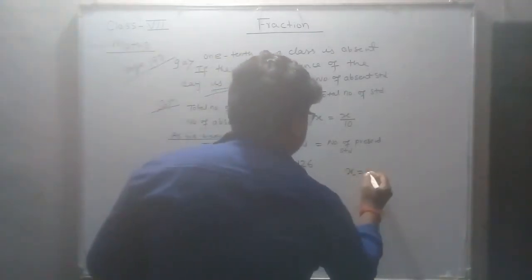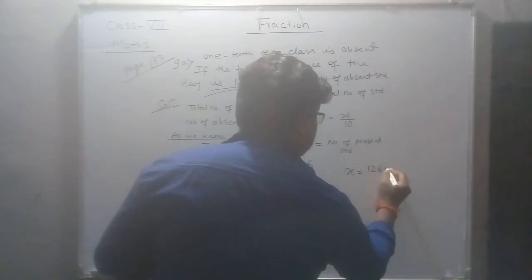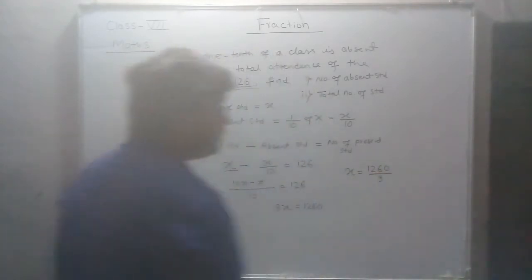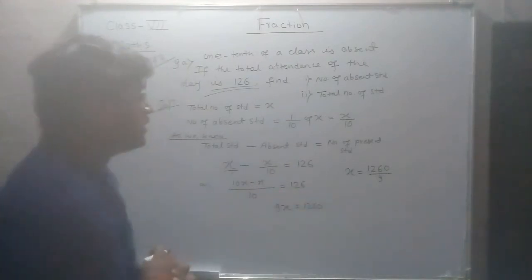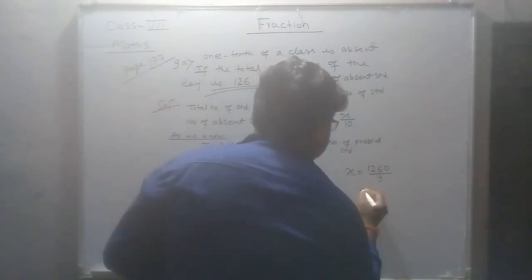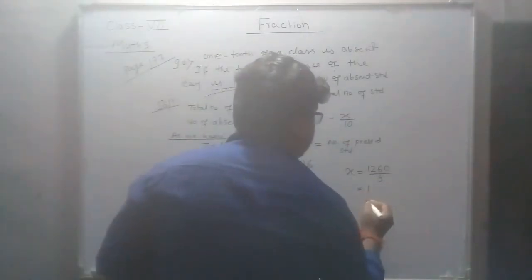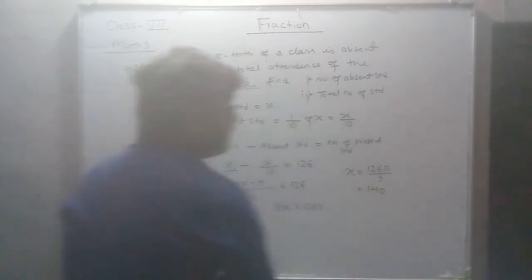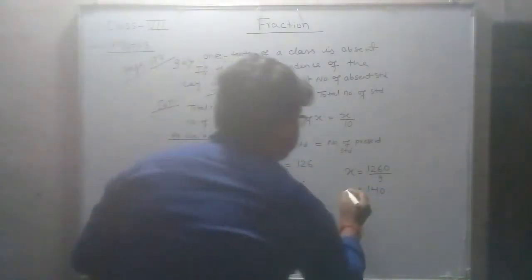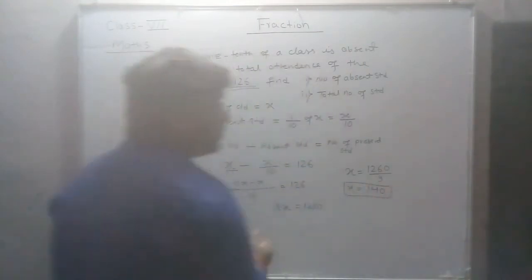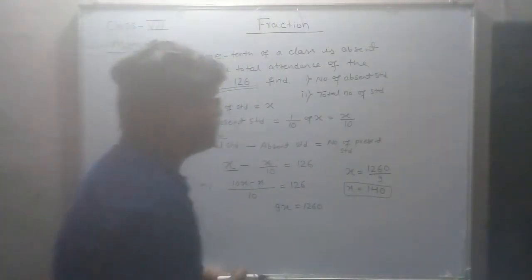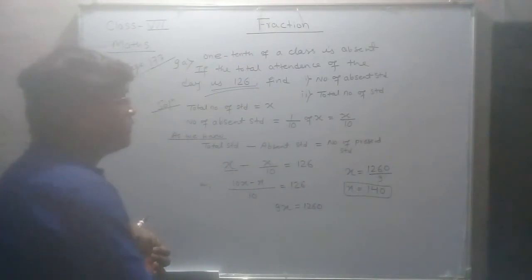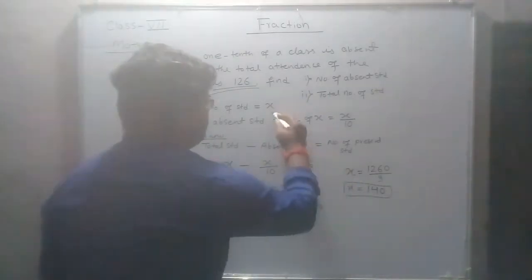So what is the value of x? x is equal to 1260 divided by 9. Transfer this 9 to the right hand side, it is multiplying here, so it will go and divide on the right hand side. Dividing here, you will get 140. You can cancel also or you can divide. So the value of x is 140. So the total number of students is 140. We got the value of x.